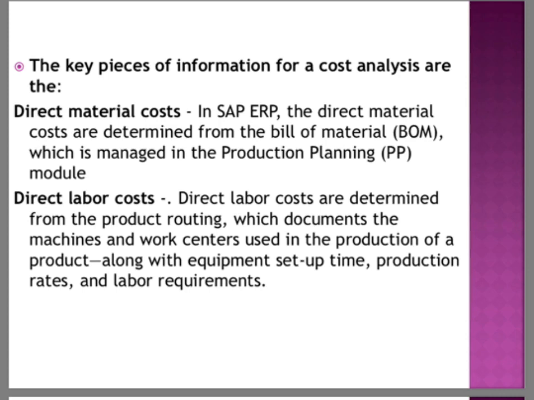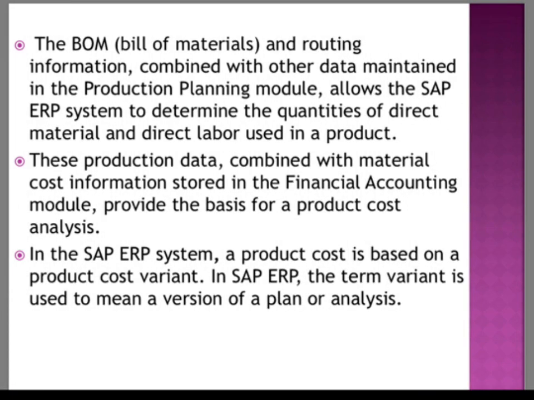So direct labor costs are determined from the product routing, which documents the machines and work centers used in production of the product, along with equipment setup times, production rate, and labor requirement. So the BOM and routing information combined with other data maintained in the production planning module allows the SAP ERP system to determine the quantities of direct materials and direct labor used in a product. This production data combined with material cost information stored in the financial accounting module provides the basis for product cost analysis.